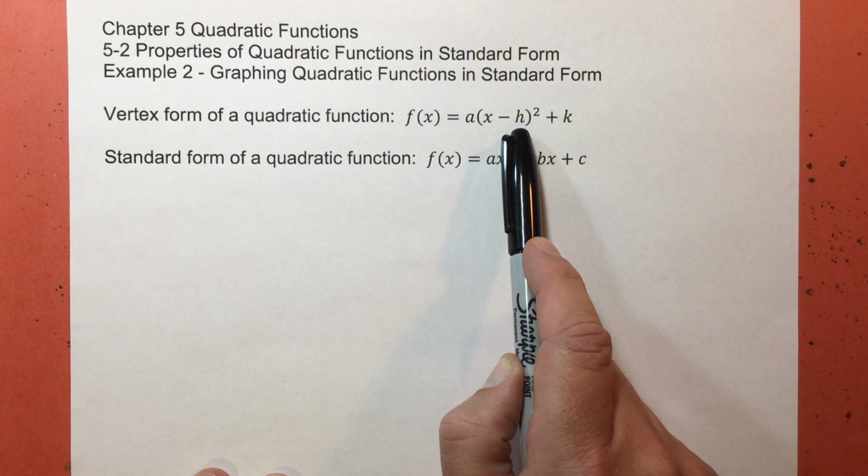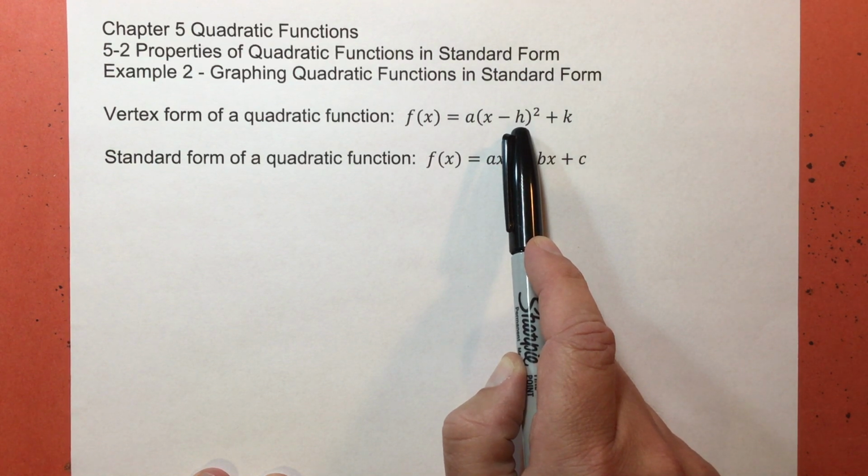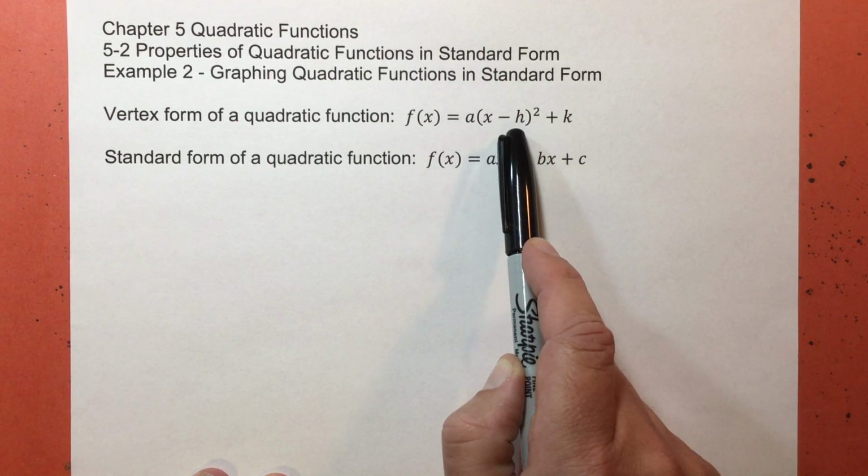But this tells me how far left or right to go from the parent function. For the parent function, the vertex is on the y-axis, and the axis of symmetry is the y-axis. Okay? So this tells me how far left or right away from the y-axis.